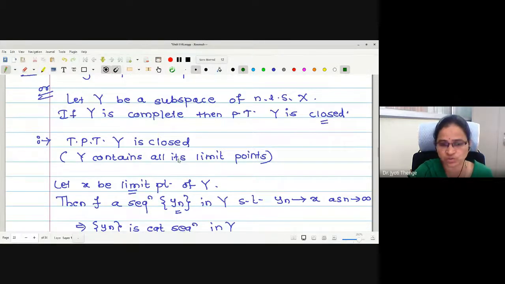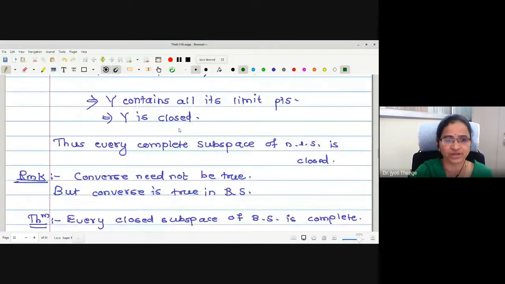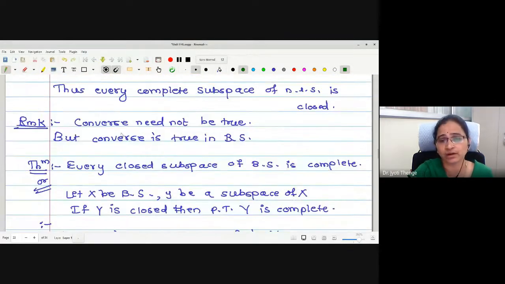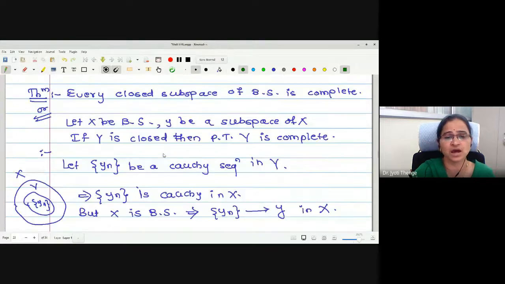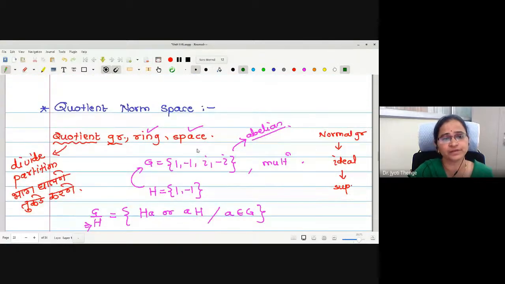In order to prove this closed, we have to prove that it contains all its limit points, and that we have done. Okay. And the converse need not be true, that is the one part, and the converse is true if the corresponding space is the Banach space. Therefore, here we have proved the next one as every closed subspace of a Banach space is complete. Okay. Then later we have moved towards the quotient norm spaces.